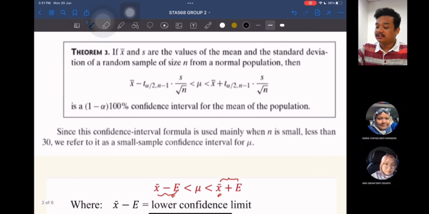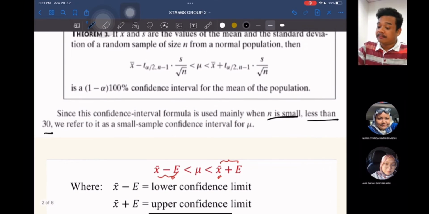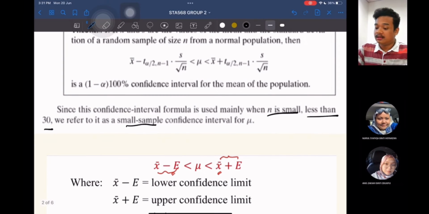Since this confidence interval formula is used mainly when n is small and less than 30, we refer to it as a small sample confidence interval for mu.